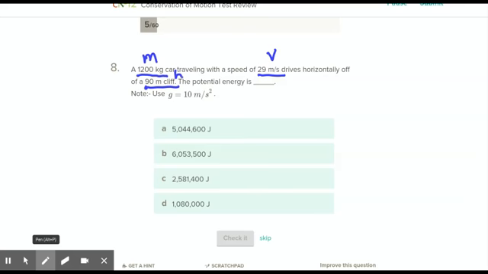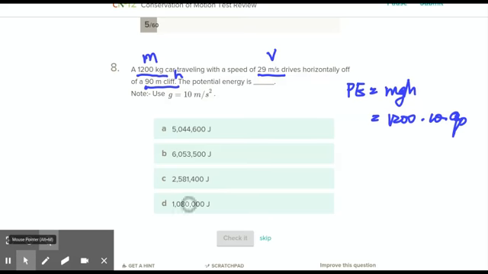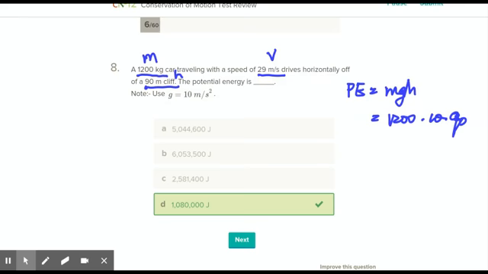Well, the question is not asking you about kinetic energy, but only potential energy. So all you need to do is write out your potential energy equation, P equal mgh, right? And then your m is 1,200 kilograms times your gravity is 10 times your h is 90. And use your calculator, and you will get 1,080,000. Okay, so your answer is D.